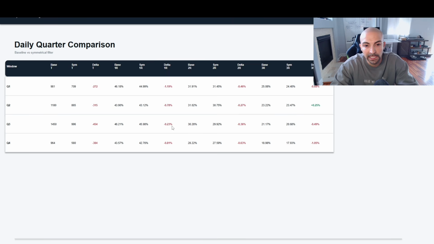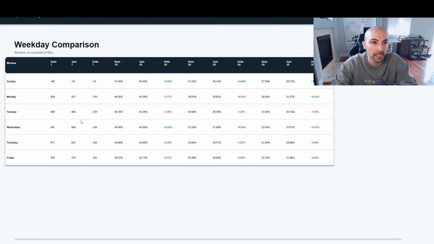And as you can see, adding the symmetrical actually hurt the probabilities on 1R, 2R, and we had a basically slight increase from quarter 2 for the 3R. So nothing significant about symmetrical on the 90-minute sequential SMT for comparing it between daily quarters.